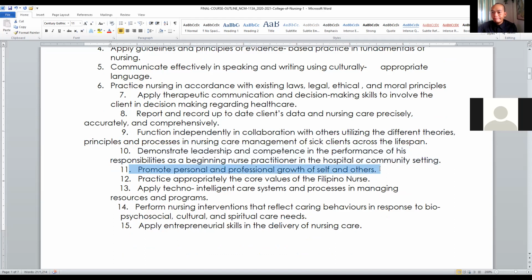Yes, because it is hands-on already and you are applying the principles to actual clients already. Ideally, kung nasa community sana tayo, it will really lead to your self-growth, because you are learning to take care of others already, individually and as a group. Number 12, practice appropriately the core values of Filipino nurses.